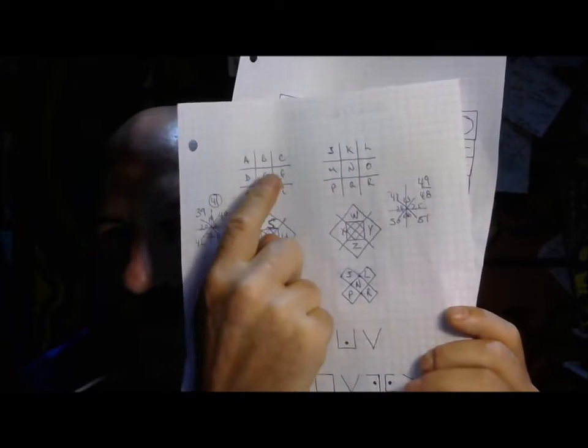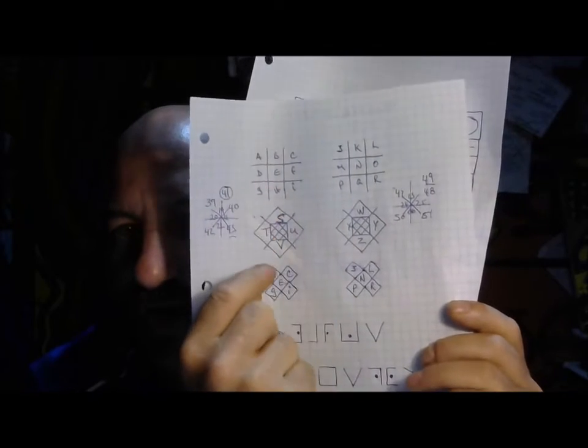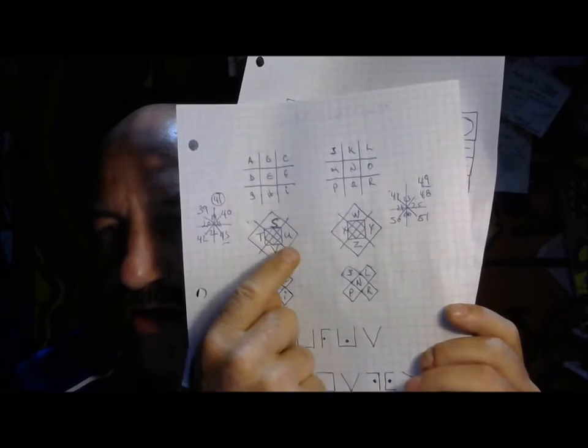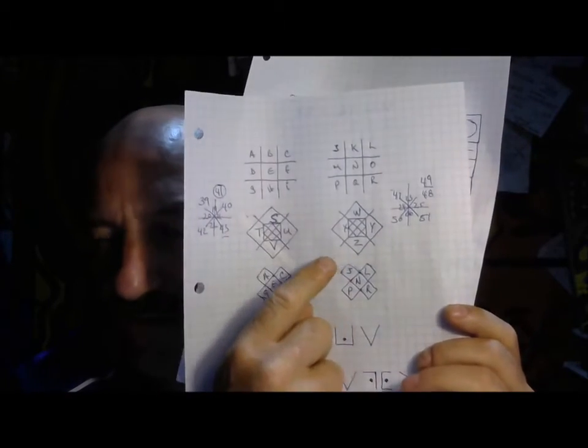This S is in the B position. This V is in the H position. This T is in the D position. This V is in the E position. Once I close these down and straighten out these lines.